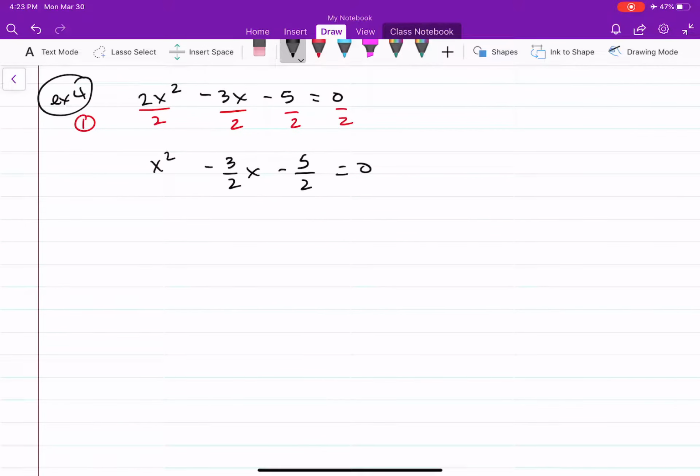Step 2, I have to move the old c to the other side. So I have x squared minus 3 halves x equals, add the 5 halves.